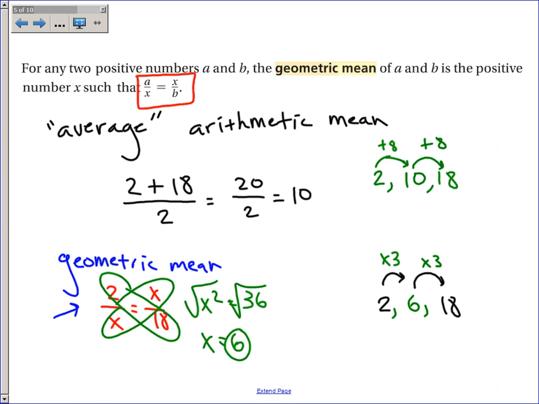Okay, now before I move on, let me also briefly say that a shortcut to finding the geometric mean, just like we talked about the shortcut of adding them together and dividing by 2, the shortcut for finding the geometric mean is where you multiply them together and then take the square root.